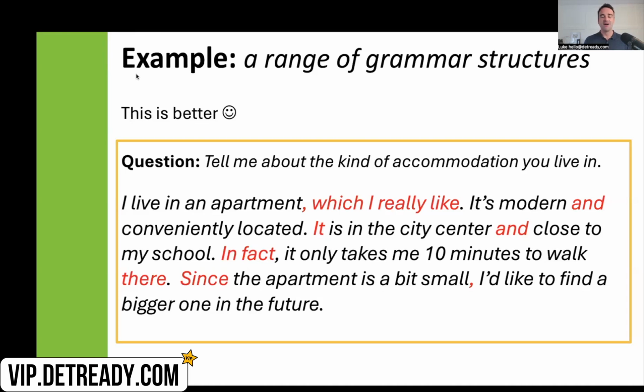Much better, right? Much smoother, sounds more natural, and higher scoring because it has different types of grammar in the answer. So let's go through a few of them. I live in an apartment, comma, which I really like. What type of grammar is this? Which I really like, with a comma. Any grammar nerds here? What would you call this grammar?